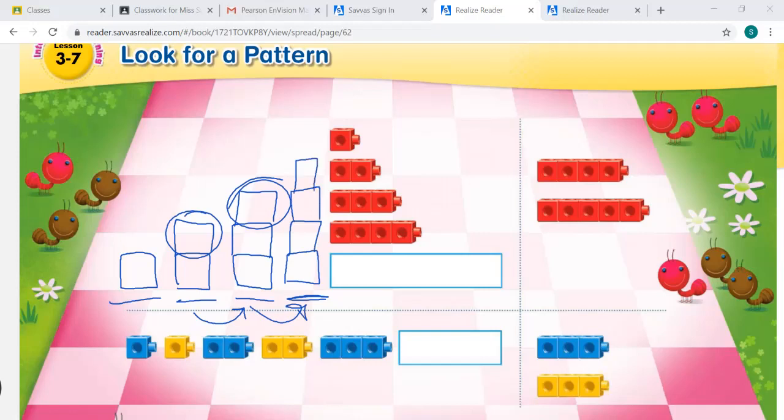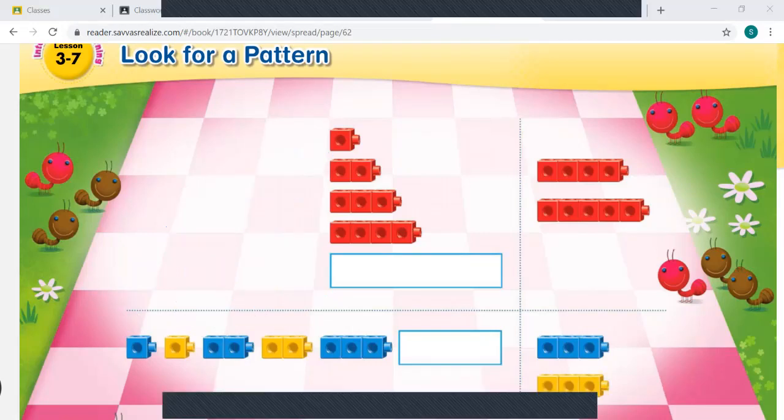So do you see how we start here with 1? We add 1 to get to 2. We add 1 here to get 3. And then we add 1 more to get 4. So this is a growing pattern. Can you say growing pattern? Growing pattern.